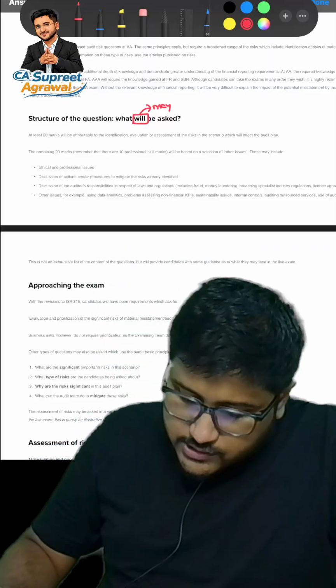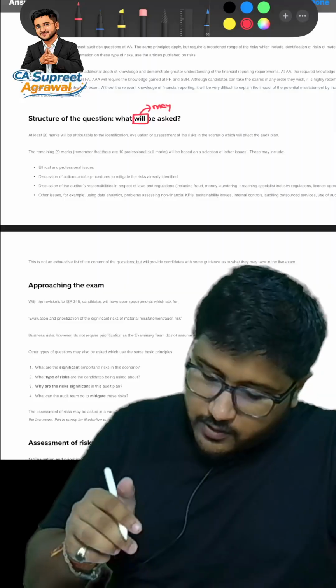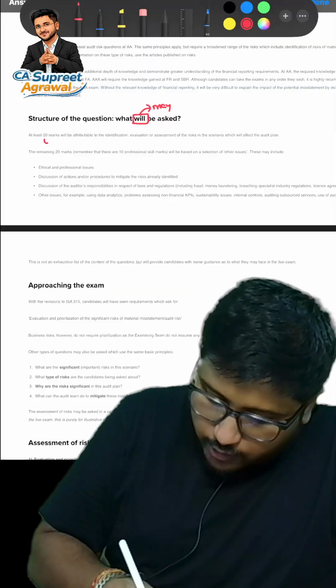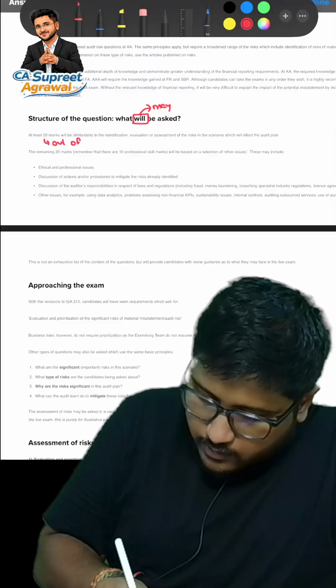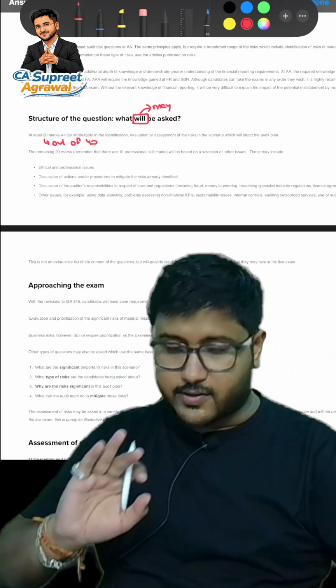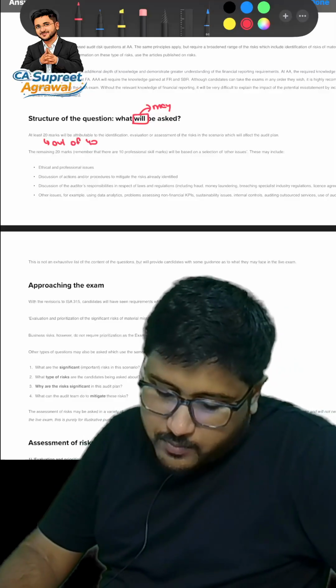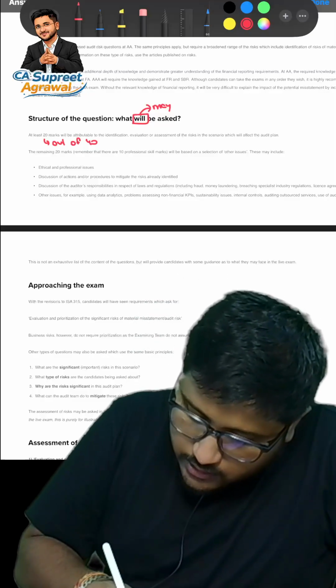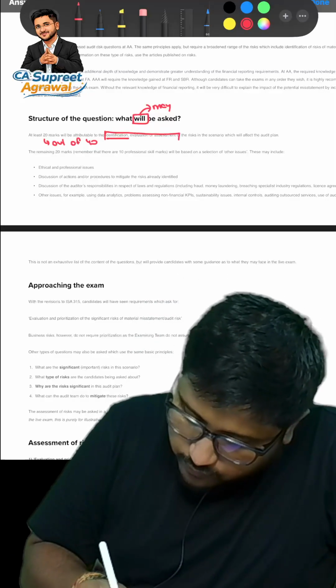Okay. So at least 20 marks will be attributable. 20 out of what? 20 out of 50, right? No, my dear friends. 20 out of 40, because 10 marks is for the professional skills, right? Now, out of that, 20 marks will be attributable to the identification, evaluation, or assessment of risk.